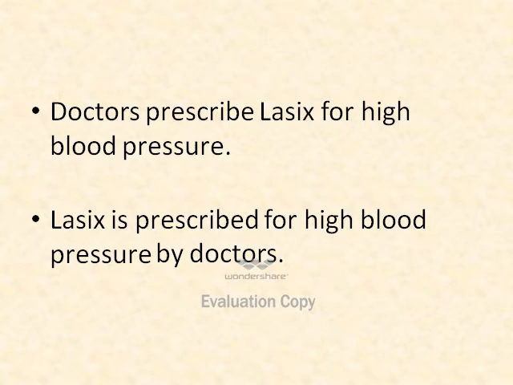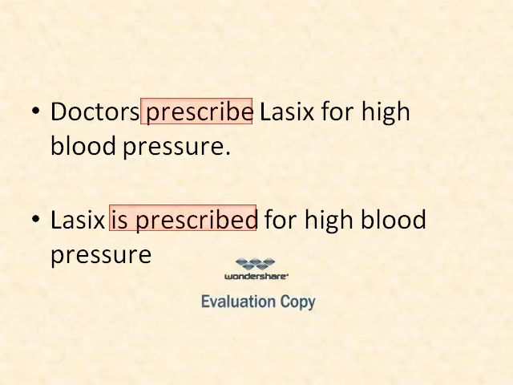Here are two other examples. Doctors prescribe Lasix for high blood pressure. The main verb is prescribe. Lasix is prescribed for high blood pressure by doctors. And here our passive voice verb is prescribed. So in this case, we usually know that doctors are the people who prescribe medications. So we don't have to mention that. That's called the agent. And we can drop it out if it's clear, whoever that is. And we just have the following sentence. Lasix is prescribed for high blood pressure.